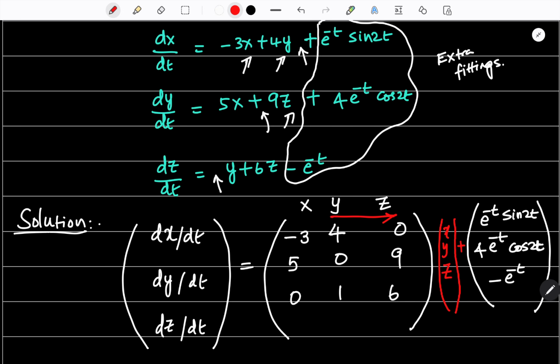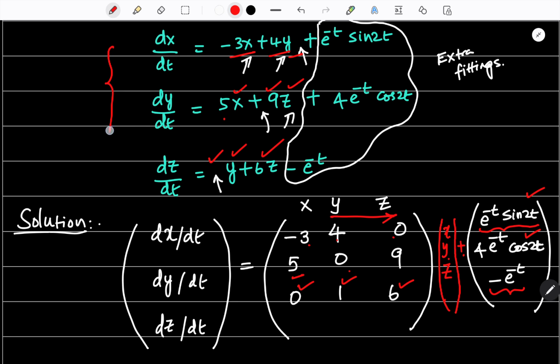Make sure you are getting your first equation. Minus 3x plus 4y plus 0z. Check it out: minus 3x plus 4y plus 0z, and then plus e power minus t sine 2t. Yes, first equation is okay. Second equation, second row, first column: 5x, 0y, 9z, and then plus this one, e power minus t cosine 2t. Next, third: 0x, 1y, 6z, and then plus this last one, minus e power minus t.